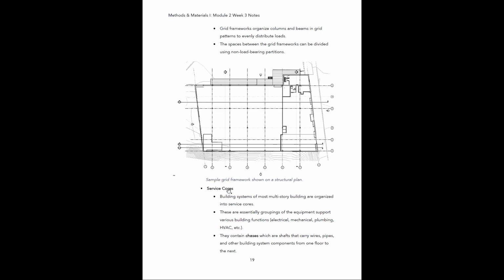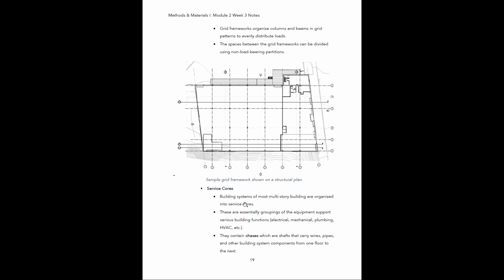Next, we're going to talk about service cores. So buildings are basically divided, well, commercial buildings are organized in a way where you take different building systems and group them together in a singular area of the building. The reason you do that is for efficiency and ease of maintenance, things like that.